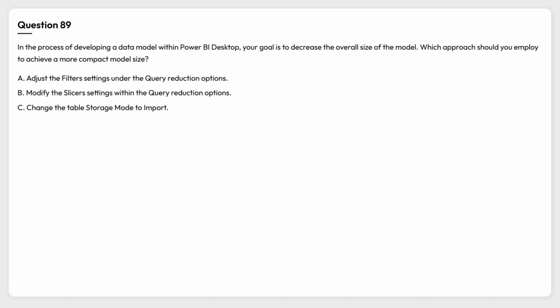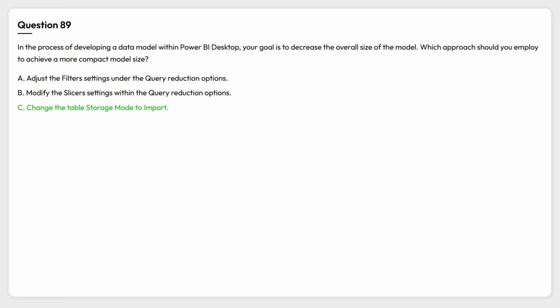Question number 89. In the process of developing a data model within Power BI Desktop, your goal is to decrease the overall size of the model. Which approach should you employ to achieve a more compact model size? Option A. Adjust the filter setting under the query reduction options. Option B. Modify the slicer settings within the query reduction options. Option C. Change the table storage mode to import.